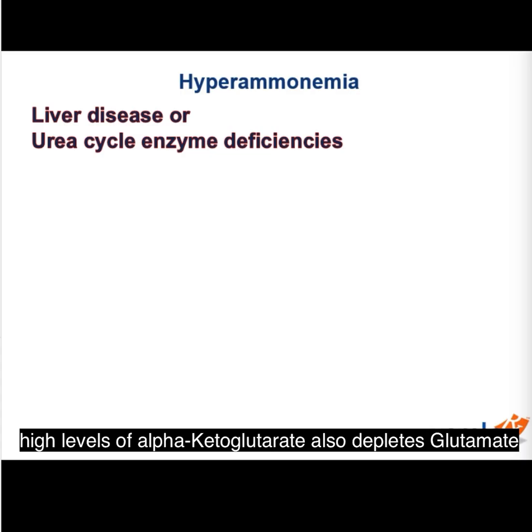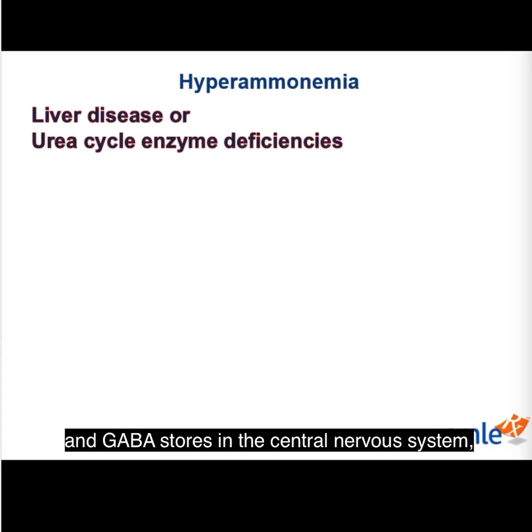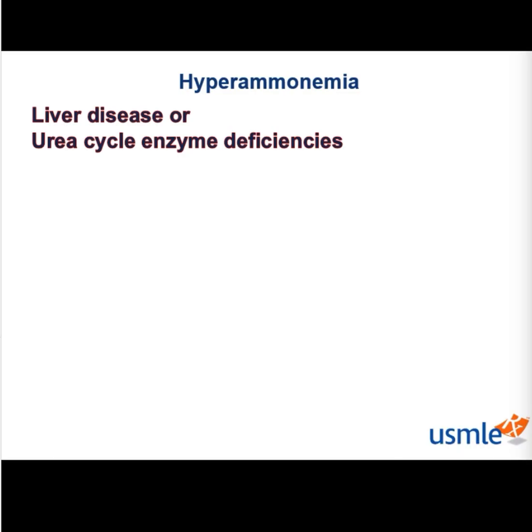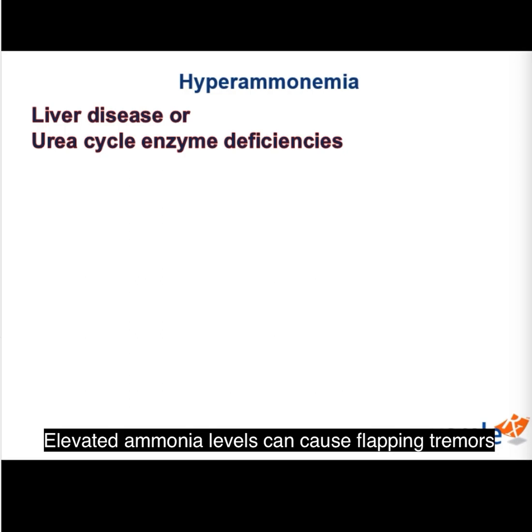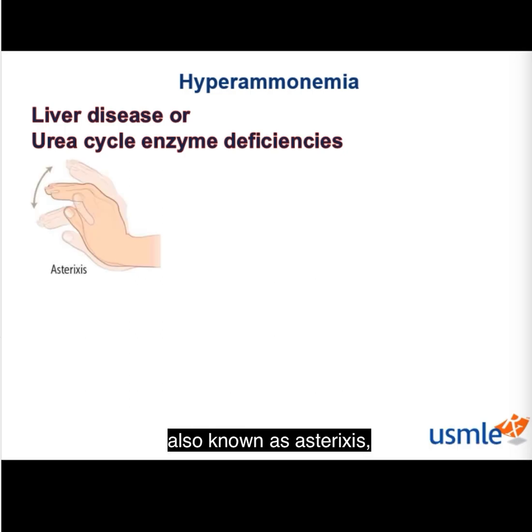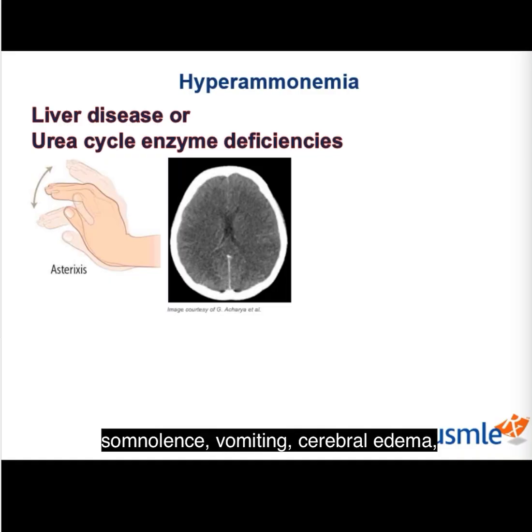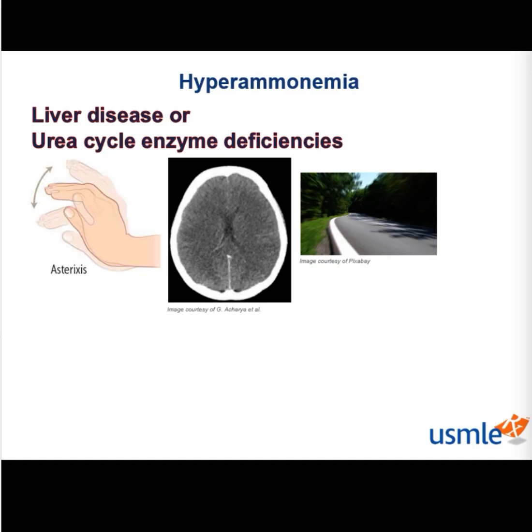High levels of ammonia also deplete glutamate and GABA stores in the central nervous system, which contribute to the encephalopathy symptoms patients may have. Elevated ammonia levels can cause flapping tremors, also known as asterixis, slurring of speech, somnolence, vomiting, cerebral edema, and blurring of vision.